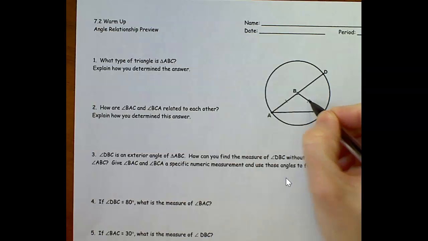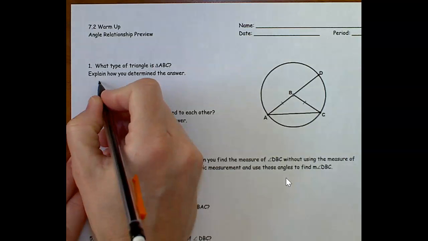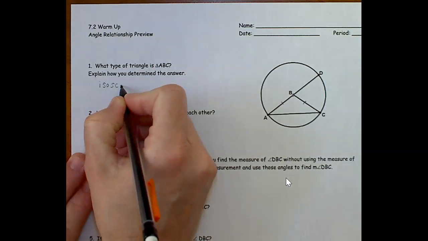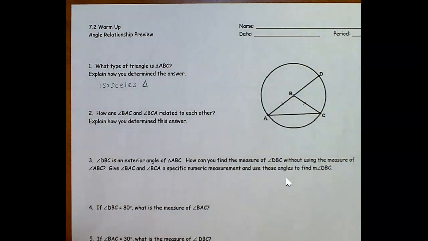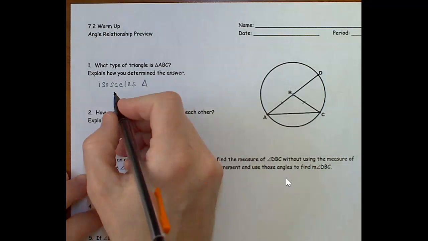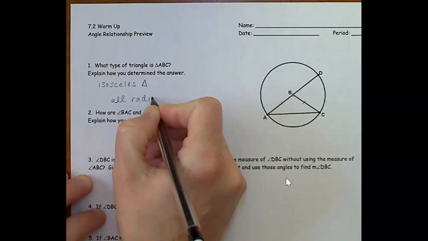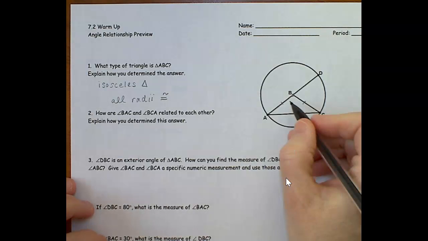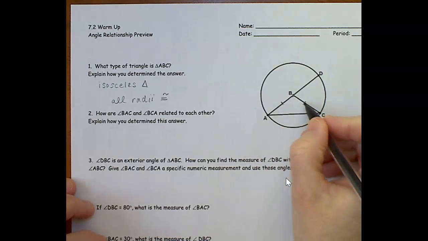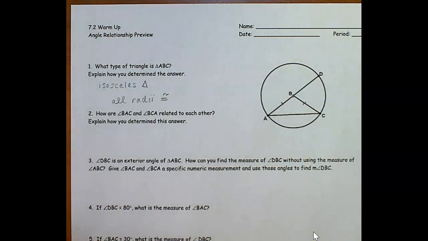This is an isosceles triangle, and the reason why, so if they wanted to know what type of triangle that is, triangle ABC is going to be an isosceles triangle. And the reason why is because back when we were doing proofs, one of our reasons was all radii are congruent. So BA and BC are each a radius of the circle, so they are going to be congruent, therefore that's going to make it isosceles. So that was the first thing they wanted to know.